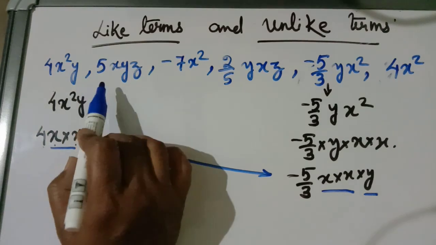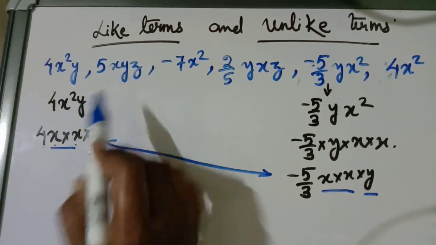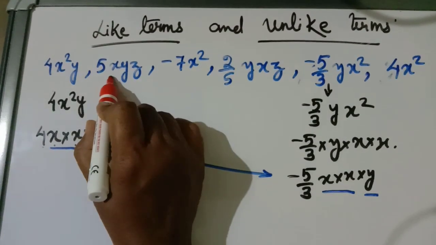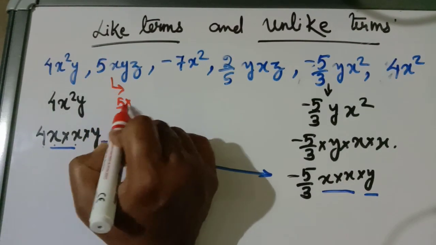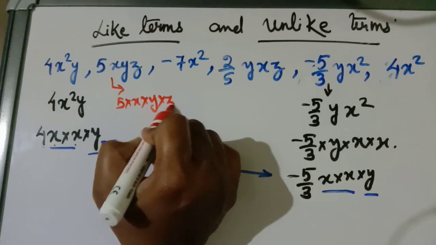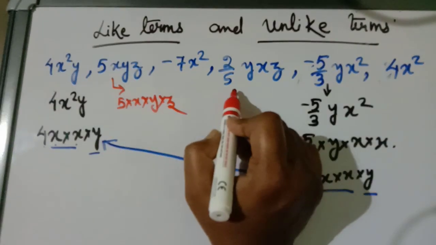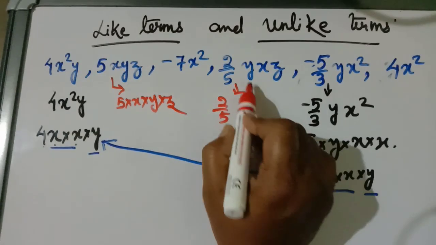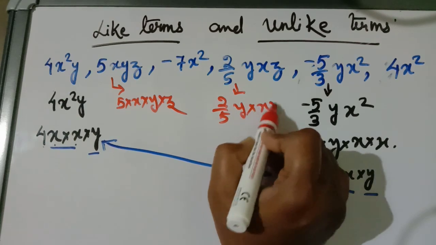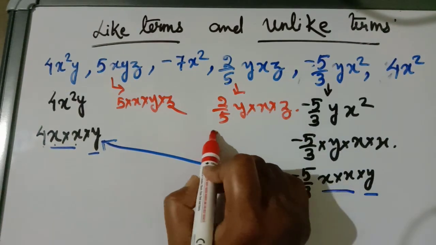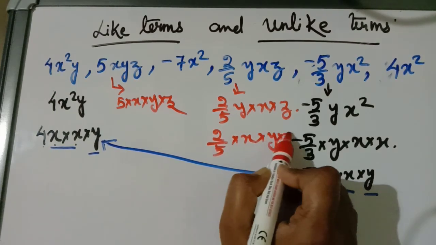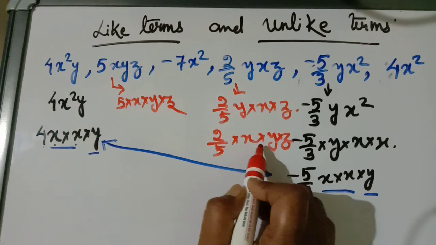Okay. Now let us find the second one, 5xyz. Is another xyz there or not? I can see another xyz is also there. Here the factors are 5 into x into y into z. Similarly, in this term you can see 2 by 5 y into x into z. Now I am going to arrange this as 2 by 5 into x into y into z, according to alphabet, x, y, z.